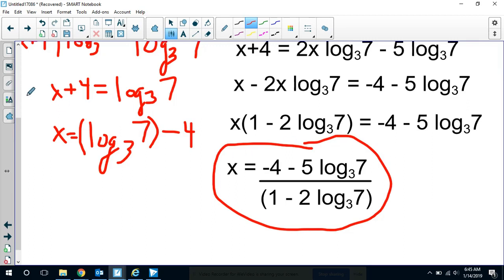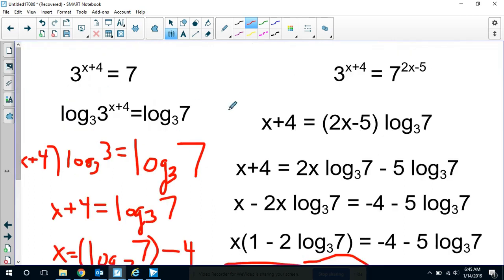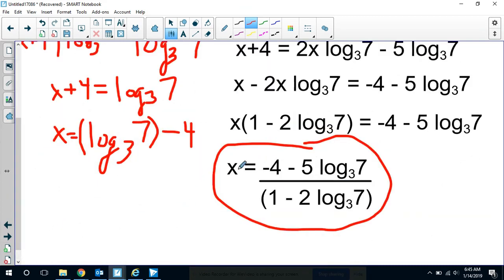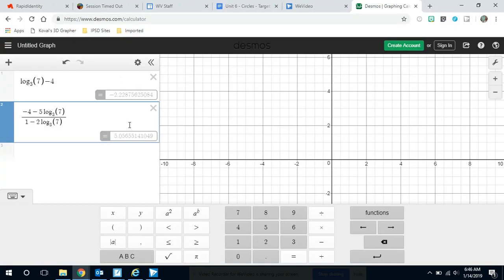Some of you might be wondering whether you could have taken a log base 7 of both sides. You could have. Your answer would be the same, but it would look totally different. So your answer, if you typed it in the calculator, would look identical to this in terms of a decimal answer, but it would look totally different because everything would be in terms of log base 7s. And I get approximately 5.057.